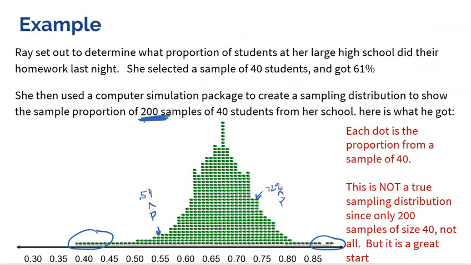Let's go back to this example looking at the proportion of kids that do their homework. Notice that Ray's sample came back at 61%. Is her sample significant? Well, 61% is somewhere right around here. And there were plenty of samples that were even lower than her sample. So I'm going to go ahead and say no. Her sample was actually pretty close to the center. It wasn't that far away. So I don't think her sample was extremely low or significantly low. I think that she had a little bit of a lower sample simply because of sampling variability. Not every sample is going to come back what is true.